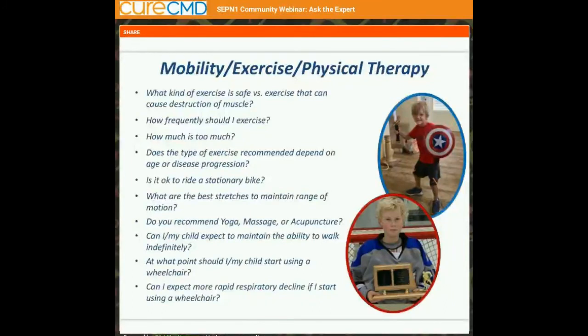Dr. Meyer, the last question. So can I expect more rapid respiratory decline if I start using a wheelchair? And so that's actually a more complicated question than you might expect.